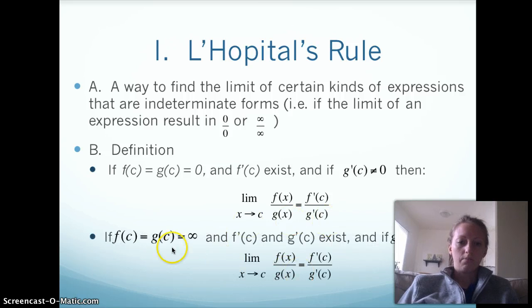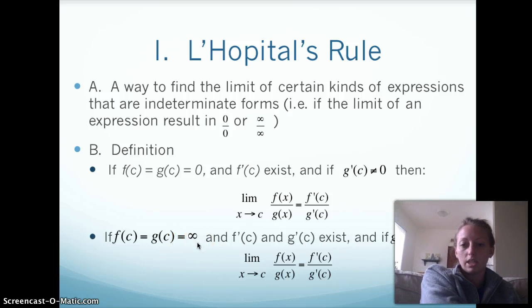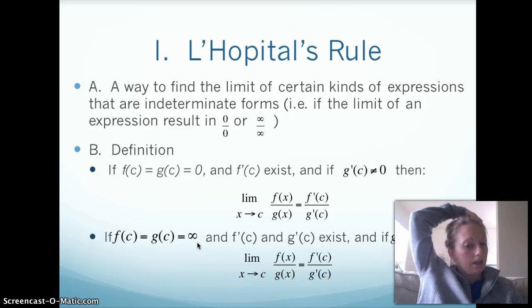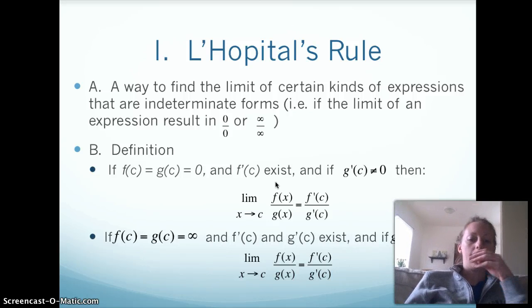And then it's also true if both functions equal infinity. So this is saying f of c equals 0, g of c equals 0. So right here you would get 0 over 0, take the derivative, you'll get an actual number. Same thing down here. If they both equal infinity and f prime of c and g prime of c exist, and the derivative of g is not 0, then this is also true. So essentially what it's saying is if when you plug in that c value you get 0 over 0 or infinity over infinity, then you can take the derivative and replug in the value and you'll get your answer.